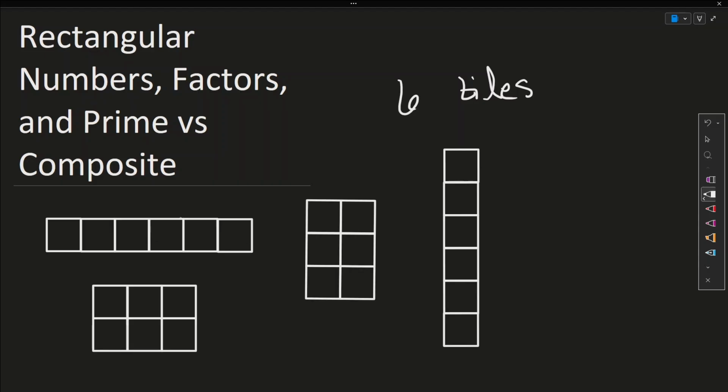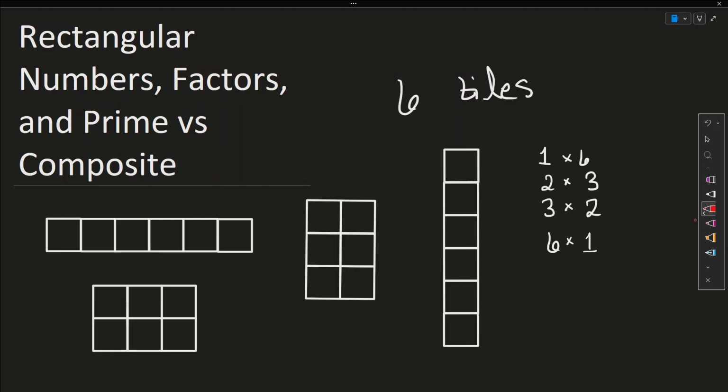We can arrange 6 tiles as a 1 by 6, a 2 by 3, a 3 by 2, and a 6 by 1. So we have 4 possible rectangles: 1 by 6, 2 by 3, 3 by 2, and 6 by 1.